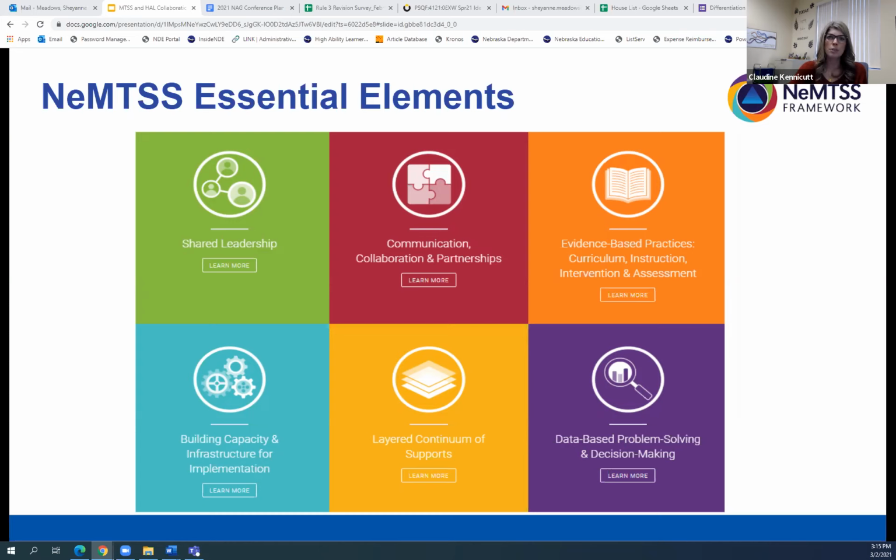And it's important to notice as you're looking through maybe some of the titles on those, not one of those is more important than the other. They are all critical components of a deeply implemented multi-tiered system of support. And we utilize those and share a lot of different messages based on our 6 essential elements.